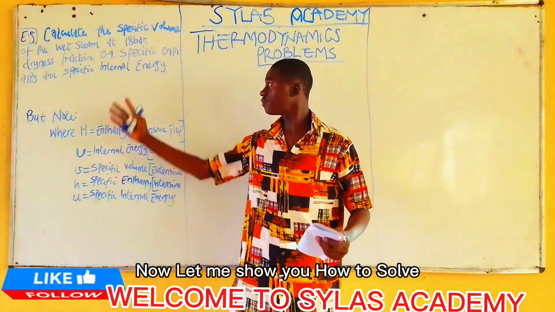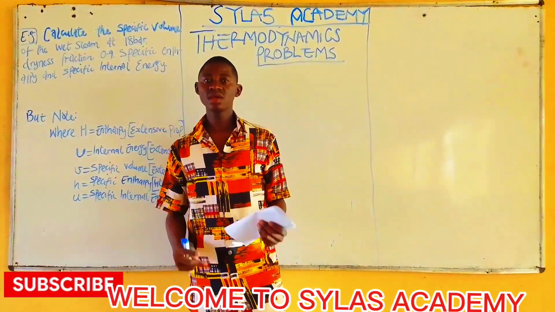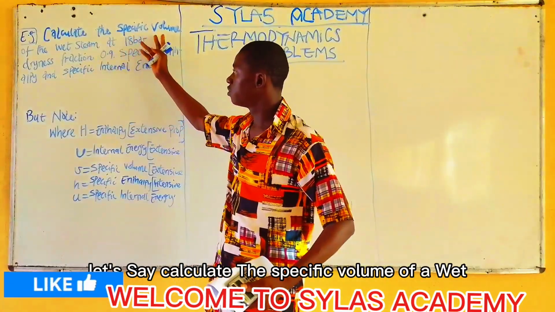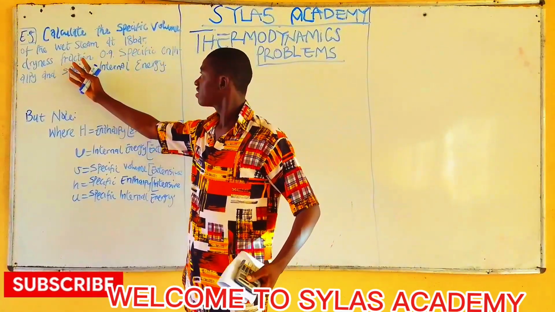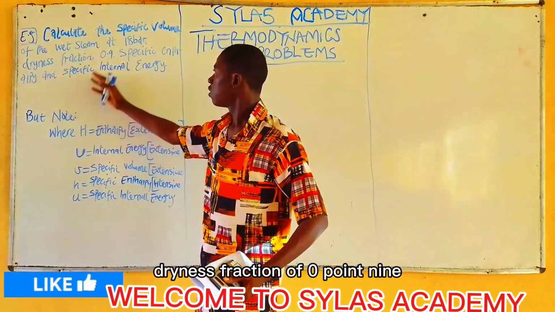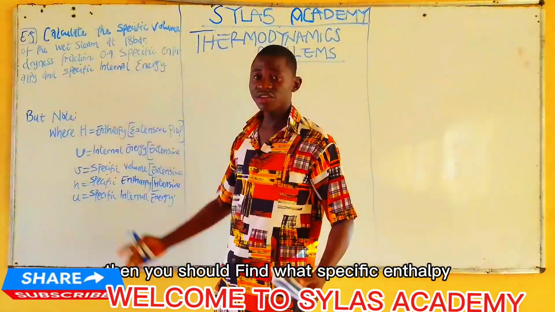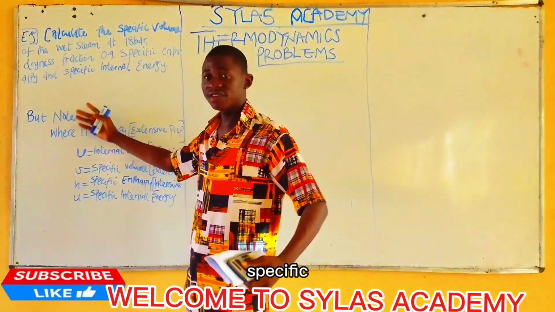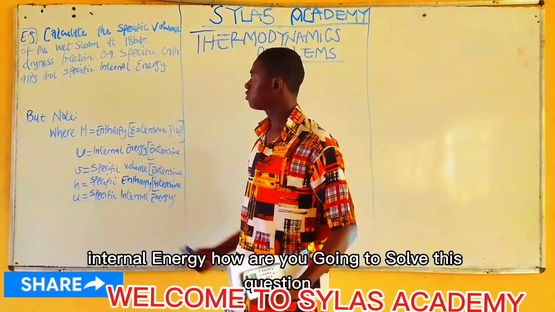Now, let me show you how to solve this type of question in thermodynamics. If you have this type of question, they say calculate the specific volume of a wet steam at 18 bar, dryness fraction of 0.9. Then it says you should find the specific enthalpy and the specific internal energy. How are you going to solve this question?